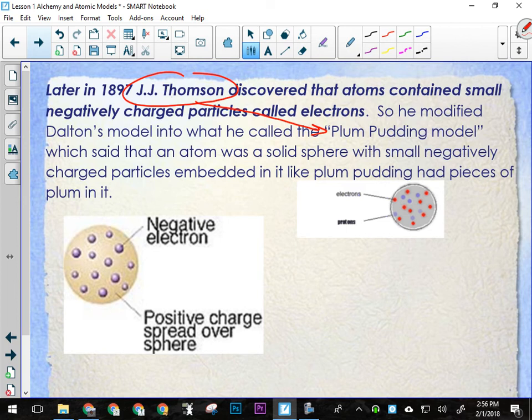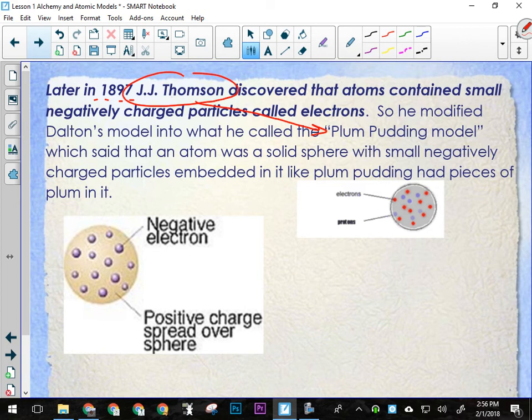And that model persisted for quite a while as well because it did explain the results of those kinds of experiments. The problem was, as technology was improving, this is turn of the century stuff, right? Shortly thereafter, we started having this science developed called particle physics, and particle physics is really what allowed us to discover that atoms aren't a solid mass. They're made of other smaller particles, protons and neutrons.